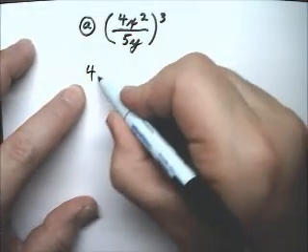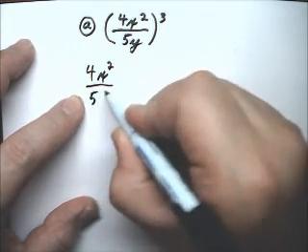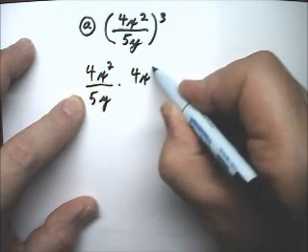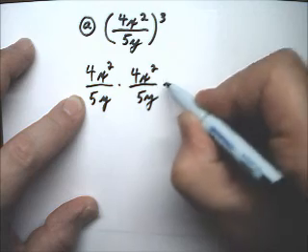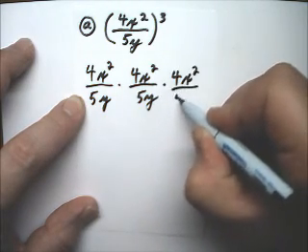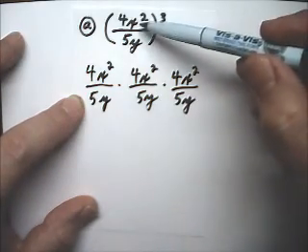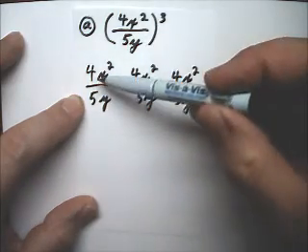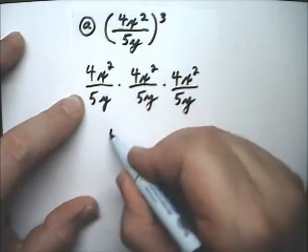So I have 4x squared over 5y times 4x squared over 5y times 4x squared over 5y. Take a look. That's what I have. There's 3 of these. So in the top, I'm going to have 4 times 4 times 4.